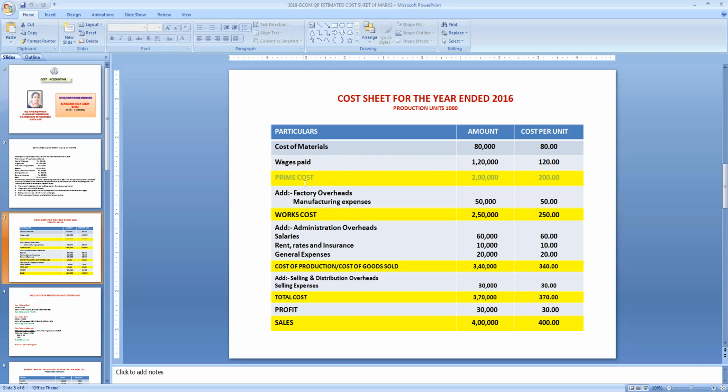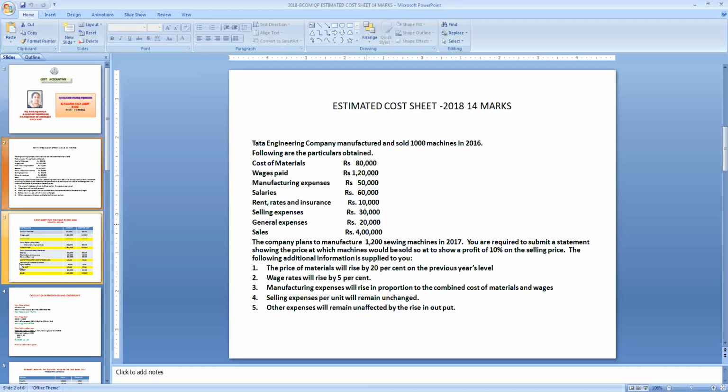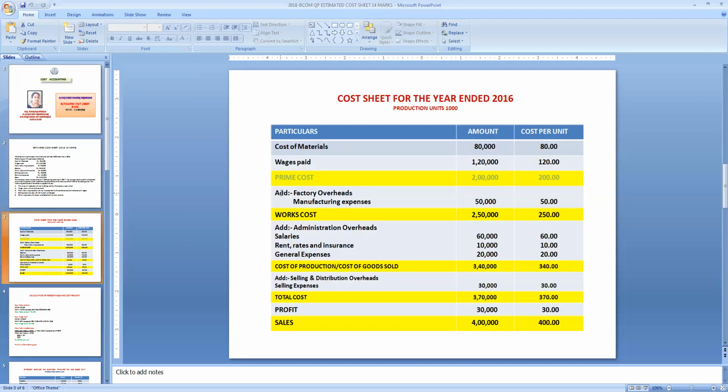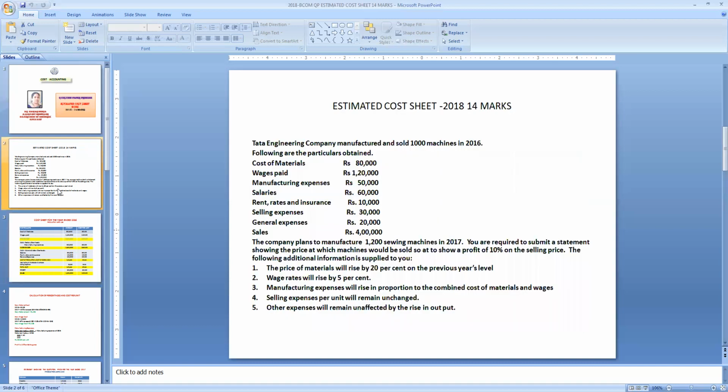There are no direct expenses, so we can calculate the prime cost as 2 lakhs, per unit 200. In the question itself, they have given that manufacturing expense is 50,000. So now we add the factory overheads as manufacturing expenses. That is 50,000, per unit 50 rupees. We add it to the prime cost, and we get the works cost as 2,50,000, per unit 250 rupees. Let us see what administration overheads are given here.